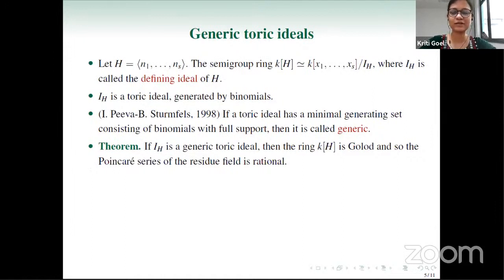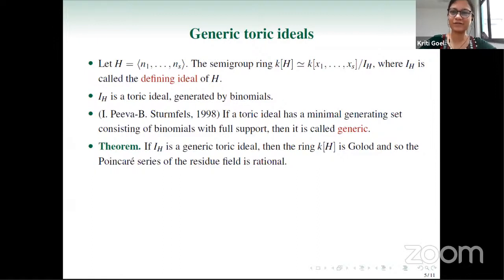So I'll quickly recall what these are. Of course, in the beginning, I mentioned that if we have a numerical semigroup, we can associate a semigroup ring to it. The way we saw it was as a subring of a polynomial ring. The other way to see this ring is by looking at it as a quotient of a polynomial ring. And when we look at this quotiented ideal, this is what is called the defining ideal of the semigroup ring, or the relation ideal, as it was said yesterday.